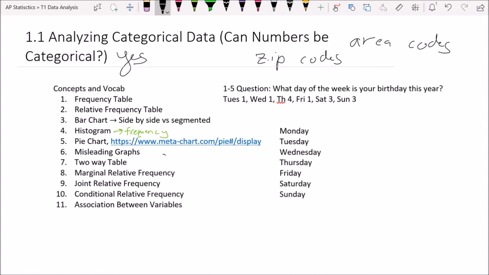All right. What we have here on the left is just a list of the things we're going to go over today. It's all the things we're going to talk about. So frequency tables, relative frequency tables, bar charts, histograms, and so on. I'll let you read them. So let's get right into it.